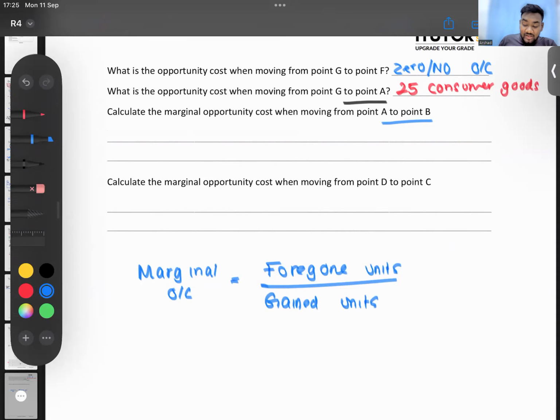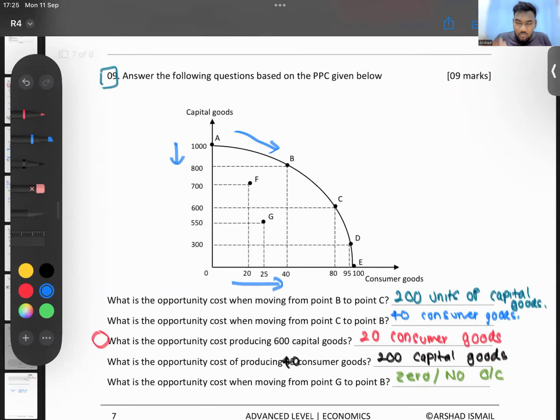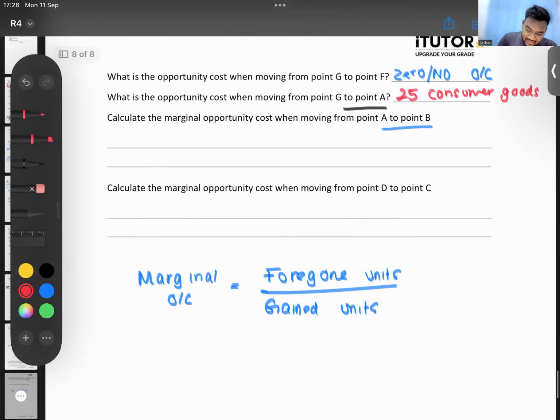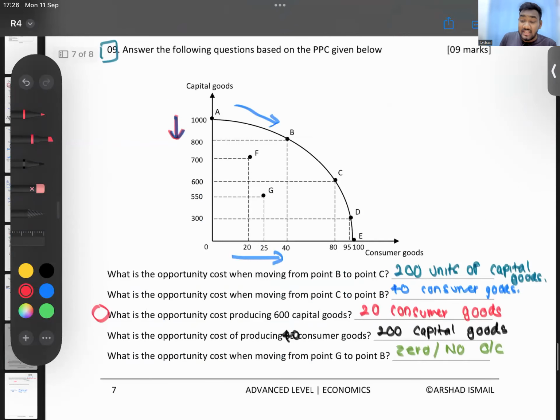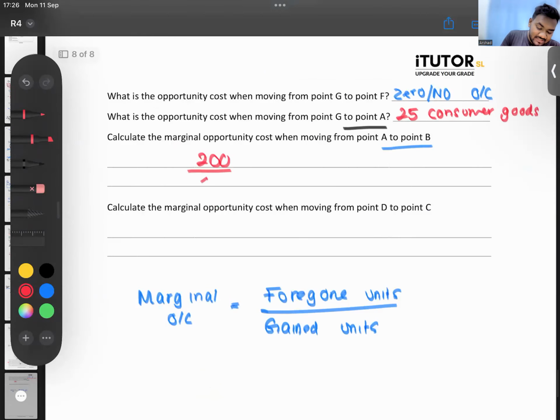So when you're going from A to B, how much are you foregoing? Foregoing means sacrificing. You're sacrificing 200 capital goods. Foregone divided by gain. So foregone 200, gain: when you're going from A to B, you're gaining 40 consumer goods. So then what is my marginal opportunity cost? 5.